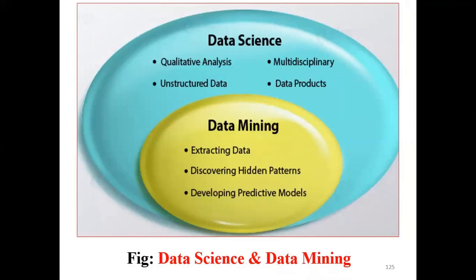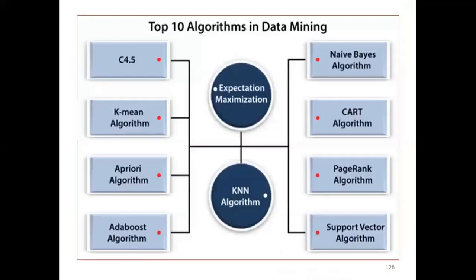What is the difference between data science and data mining? Data mining is a sub-branch of data science. You can call it qualitative analysis, multidisciplinary, unstructured data, data products. In data mining, we are extracting data, discovering hidden patterns, developing predictive models, etc. Then these are the top 10 algorithms we are using: C4.5, that means classification 4.5, naive Bayes classification, CART. What is the CART expansion? Classification and regression tree. PageRank algorithm, support vector machine, AdaBoost, Apriori algorithm, FP growth, especially in frequent pattern mining, K-means algorithm, etc.